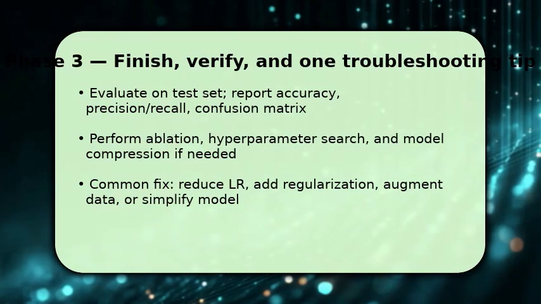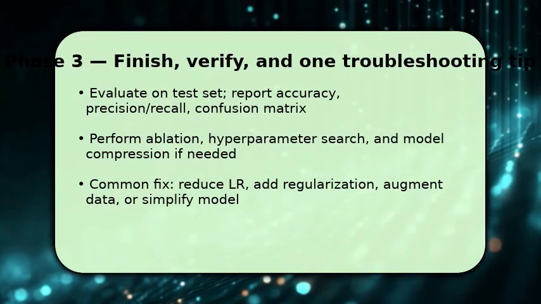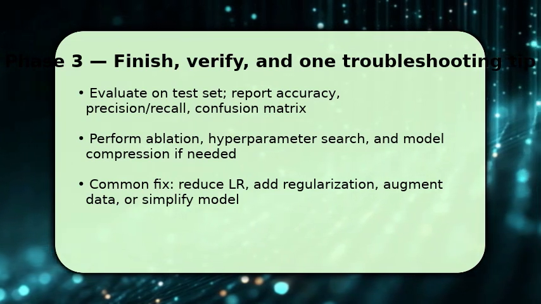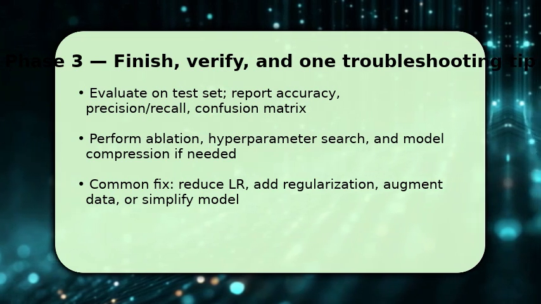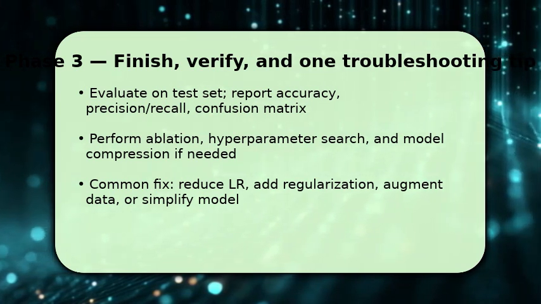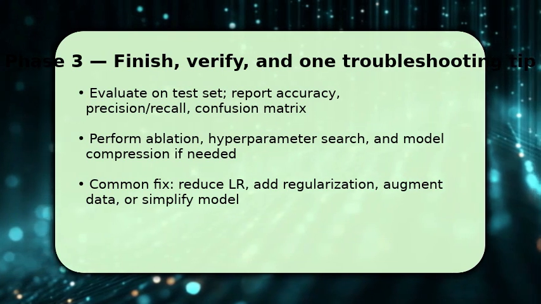You finalize by evaluating thoroughly, run the test set and inspect metrics like precision and recall, and the confusion matrix to understand errors. Then iterate. Ablate components, run hyperparameter tuning, and consider pruning or quantization for deployment.